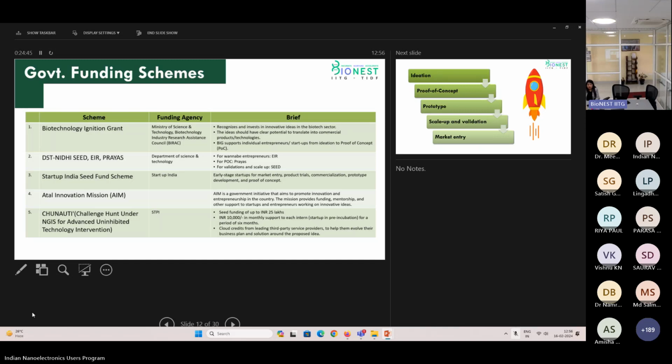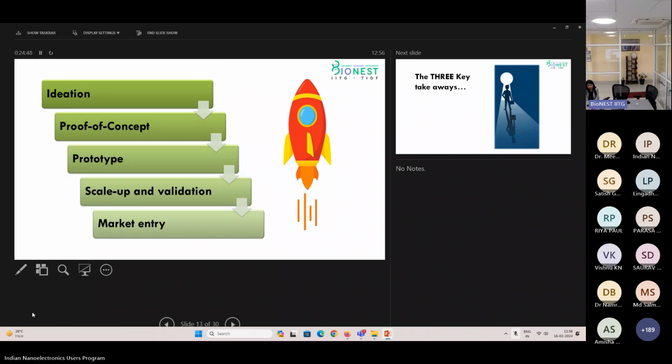Can you move to the next slide? So these are the 4 levels of a product journey, you can say. You start with ideation, you go to proof of concept, then you build the prototype, and then you scale it up. You do validation, say in the case of any diagnostic kit, that validation is done with patients. And once you have validated it, then you put that product into the market, right? So this is how a product or an idea takes off from the ideation stage to the market entry phase, right?